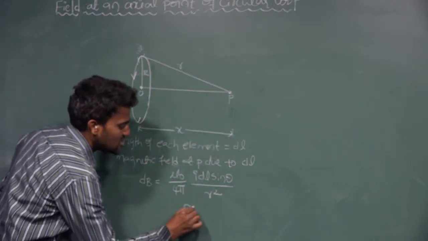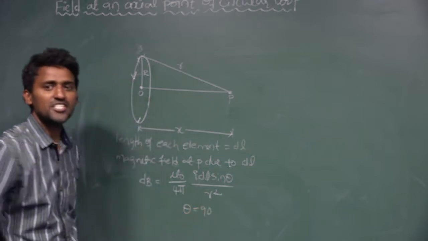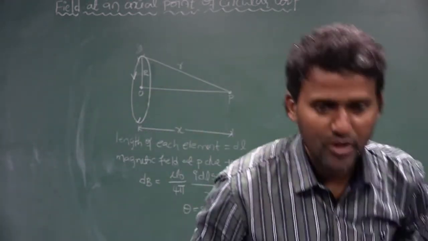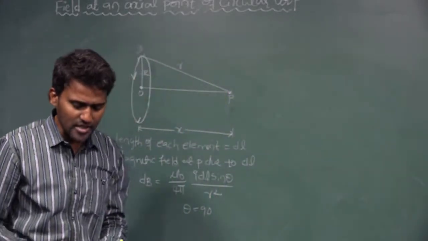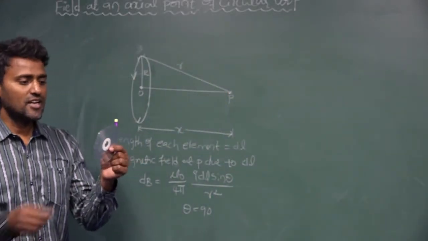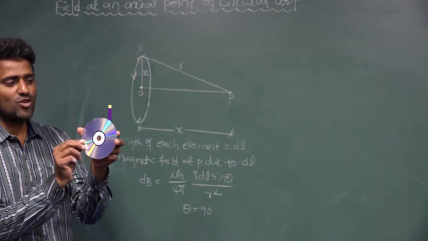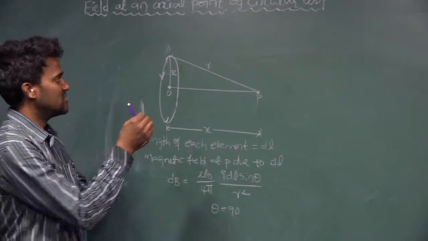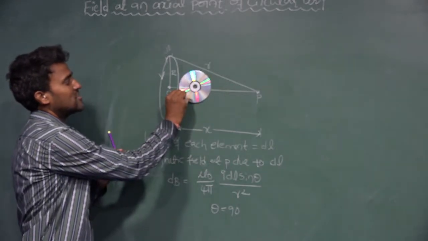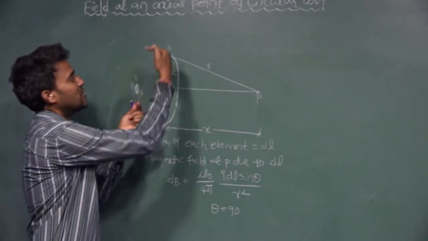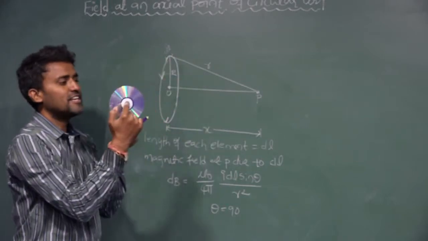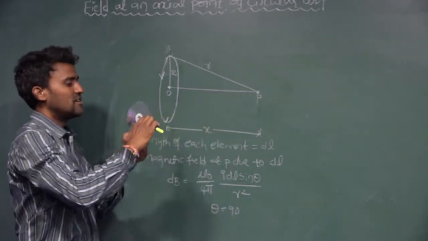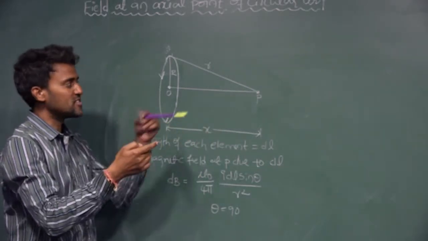If you take theta equal to 90 degrees, how theta is equal to 90 degrees, I will show diagrammatically for your understanding. See the circular loop I am showing like this, but on the board I draw the circular loop like this. The center of the circle is O, and the point P is the end of this one.